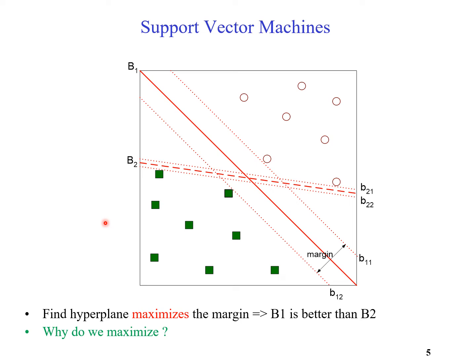So actually, the goal of SVM learning is to find a straight line. Find a straight line with maximum margin. That's the goal of SVM learning.